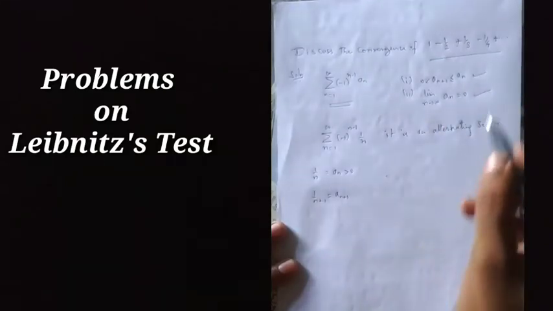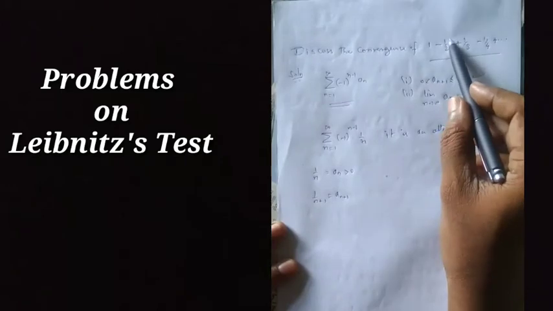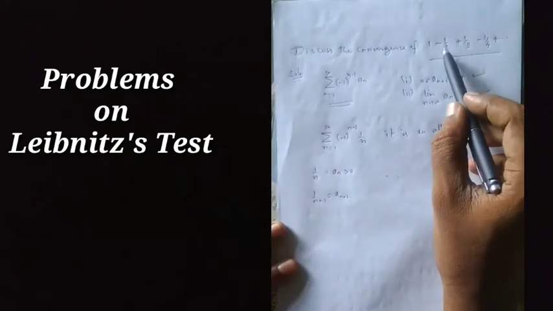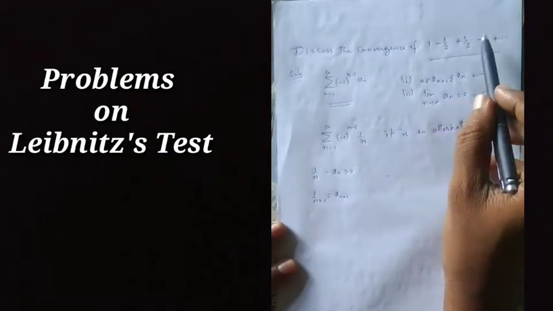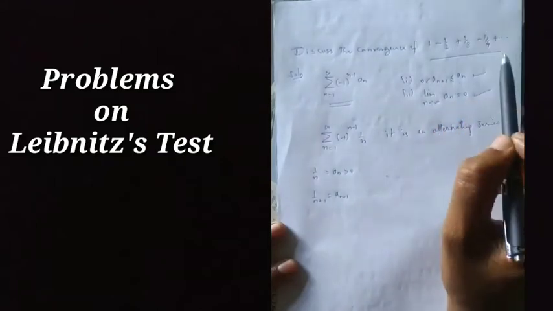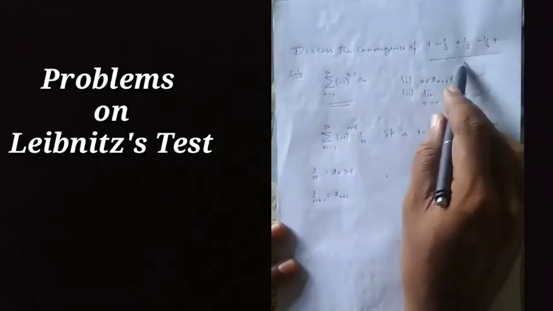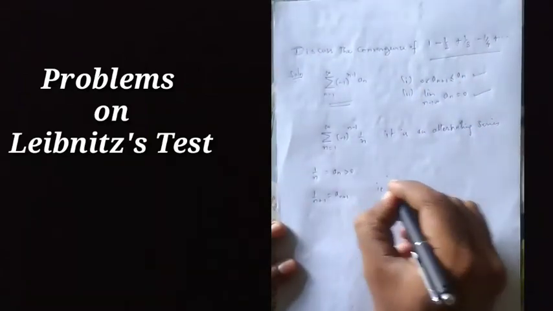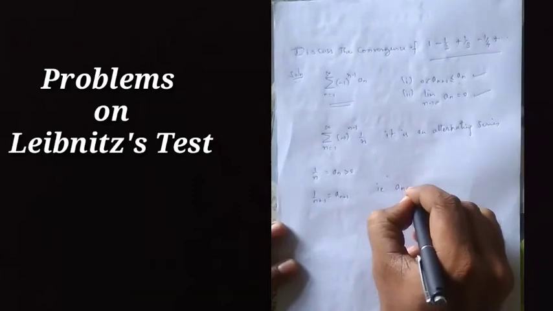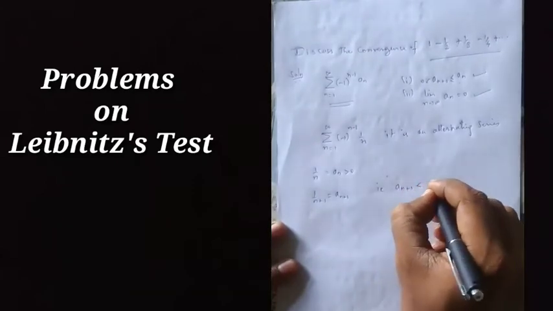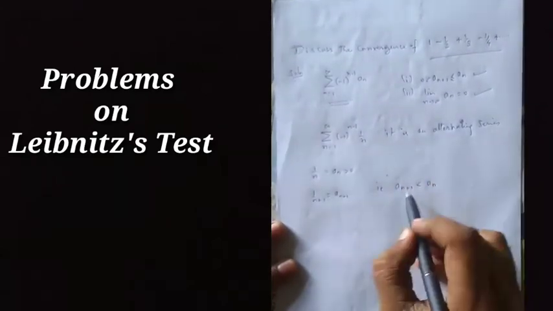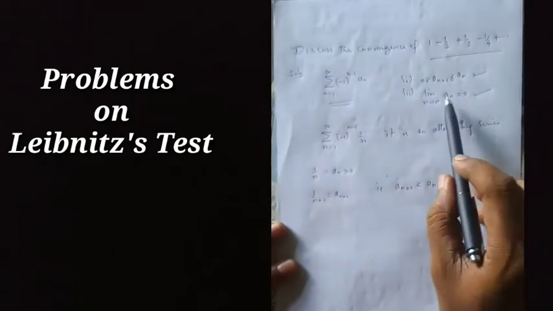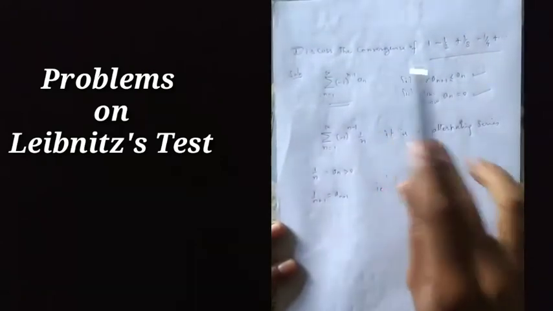What is that first condition? See this, 1 by 2 is less than 1, 1 by 3 is less than 1 by 2, 1 by 4 is less than 1 by 3. Therefore the given series satisfies the first condition, that is a(n+1) less than an. As this satisfies the first condition, we need to check the second condition of the Leibniz test.